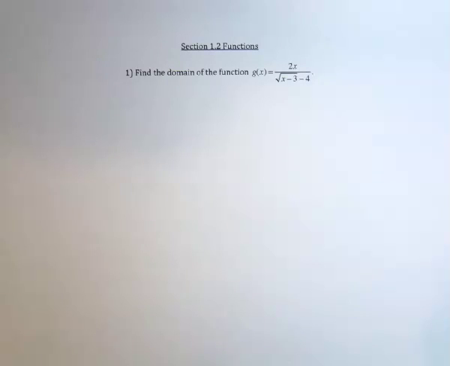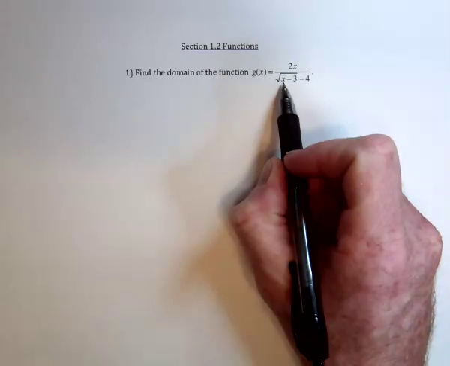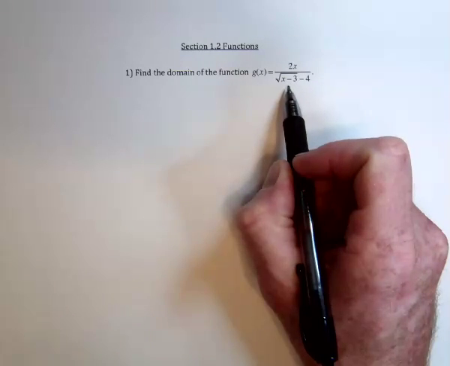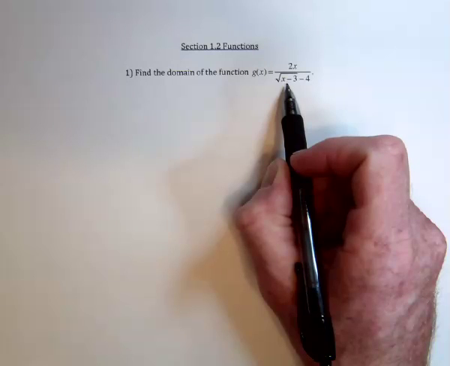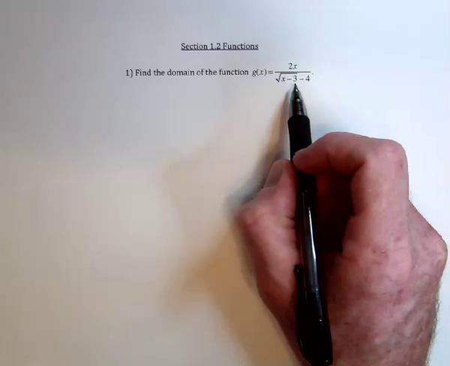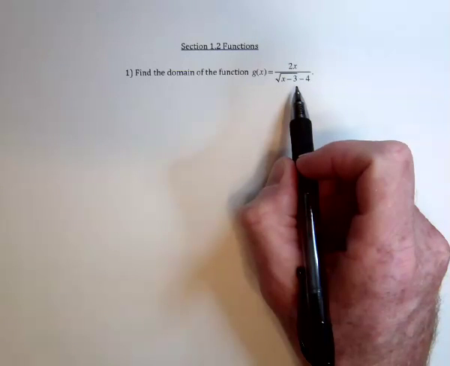In order to find the domain of a function, there's two ideas that we need to think about. One is we're not going to be dealing with complex numbers, at least not until later in the semester. So whatever's inside the square root needs to be a positive number. Also, there's no division by 0 ever, and so the denominator cannot equal 0.